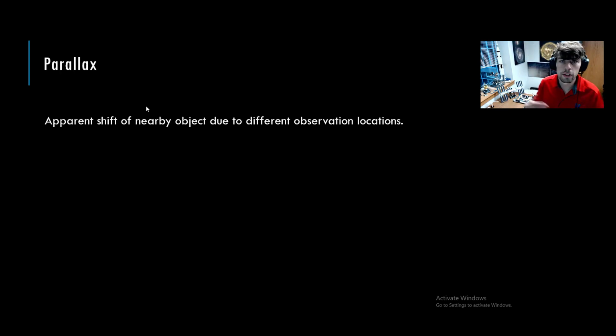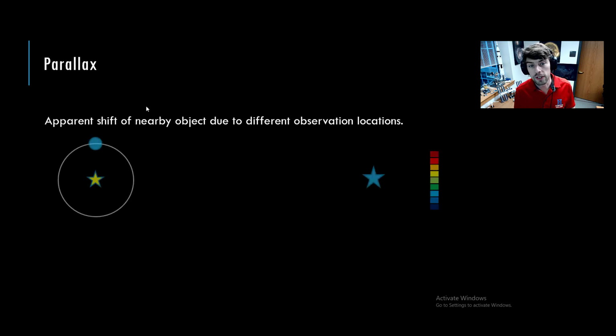First of all, the formal definition: parallax is the apparent shift of nearby objects due to different observing locations. Now you might ask, how do astronomers use parallax? It's not like we set up telescope A over here and telescope B over there and look at the object from two different viewing angles. The problem is that the Earth is just too small to measure parallax in that way. So how do we use this?